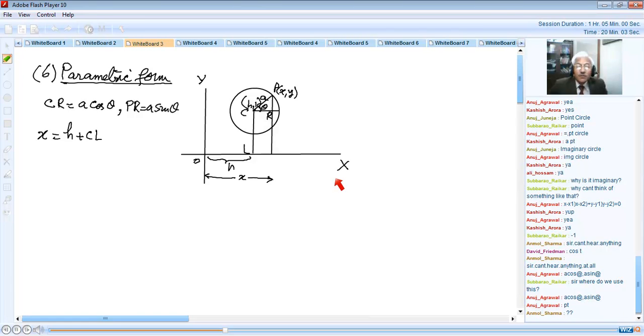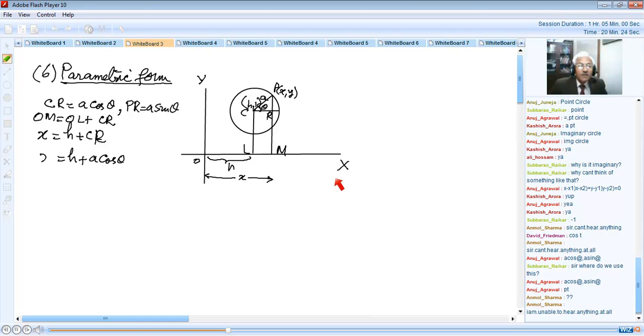If I take this to be L, this to be M, so OM is equal to x, OM is equal to x is equal to OL plus CR. That will be equal to h plus a cos theta. That is, x is equal to h plus a cos theta.